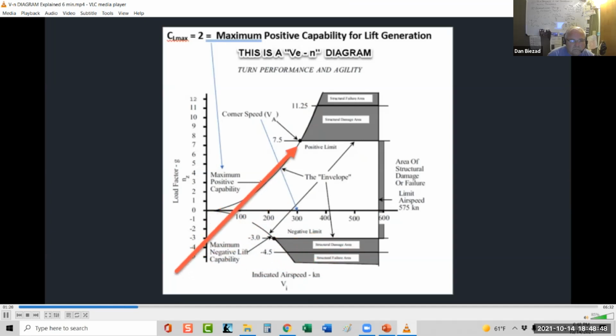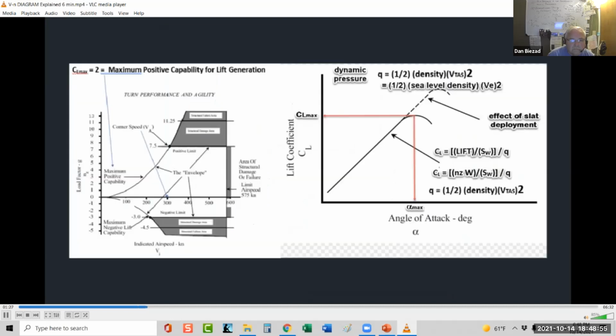I want to just explain what this curve means over here. So let's relate this back to what we've done in class. So here is the C sub L lift curve.